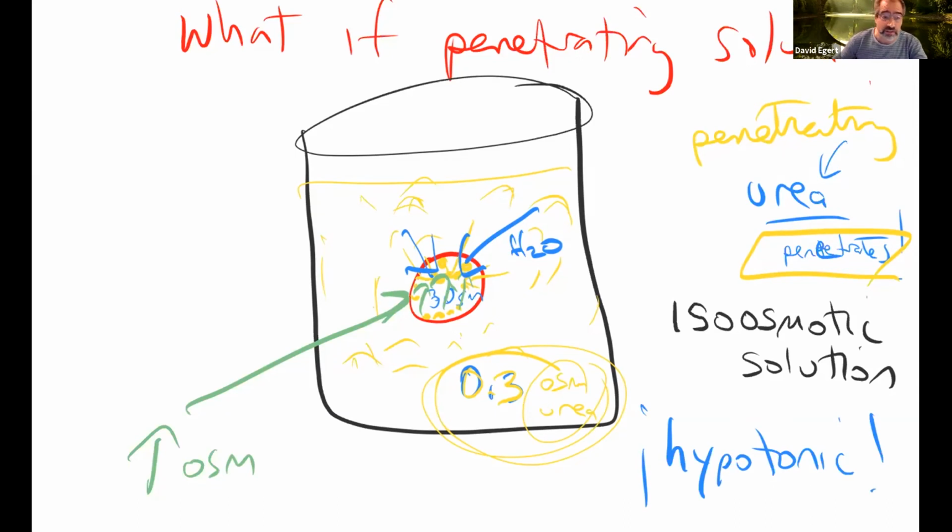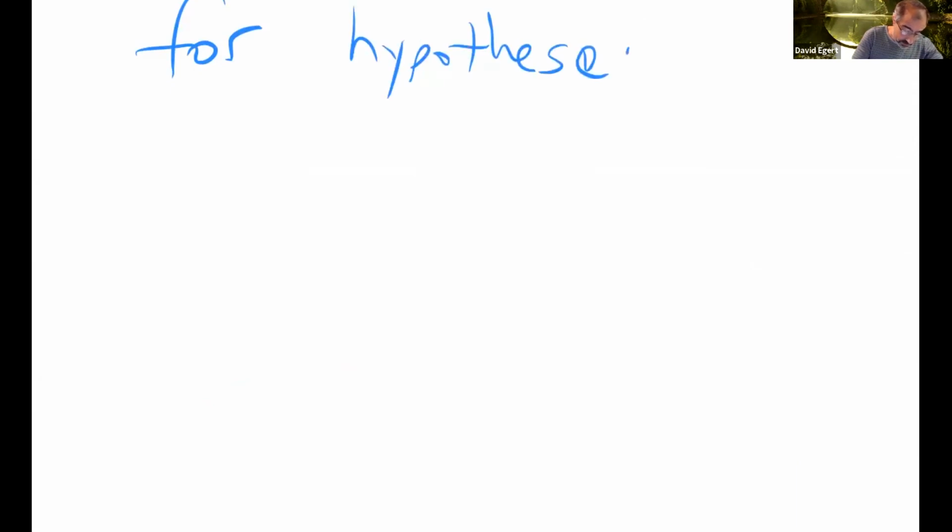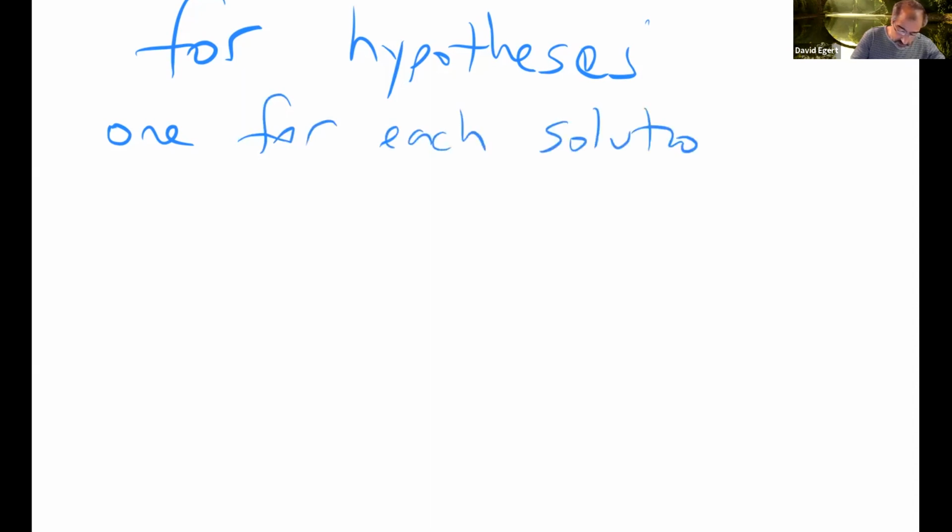Tonicity has to do with, does the water move or not? The osmotic is just, how do the numbers compare inside and out? Yeah, so I realize I've gone over a little. I'm going to leave you with your hypotheses. There are going to be 9 tubes that we're using, 1 for each solution, 9 in all.